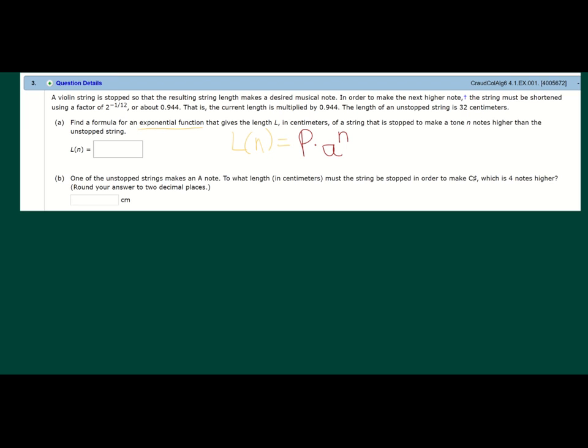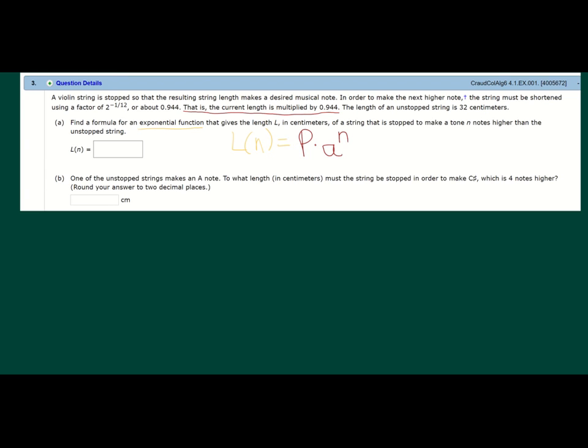Hopefully you can see that this is an exponential form, even if I don't tell you directly in the question. The way you can figure that out is with this sentence here. The current length is multiplied by 0.944. That means every time we need to make the next higher note, we multiply the current length by 0.944. That constant multiple is what makes this an exponential function.